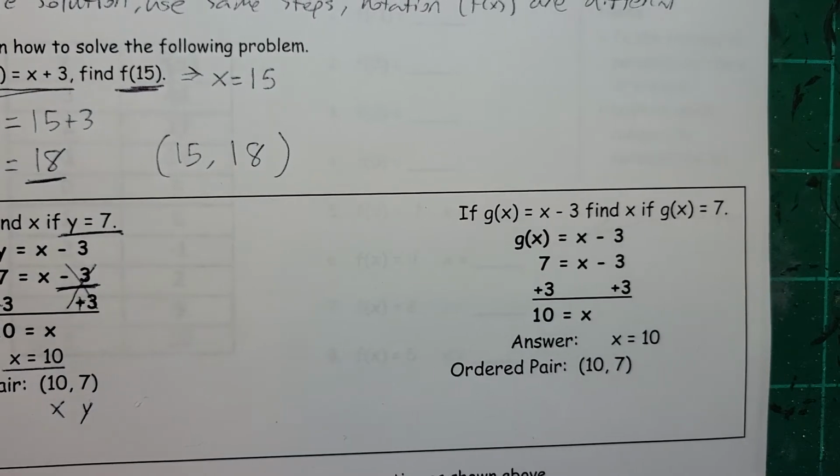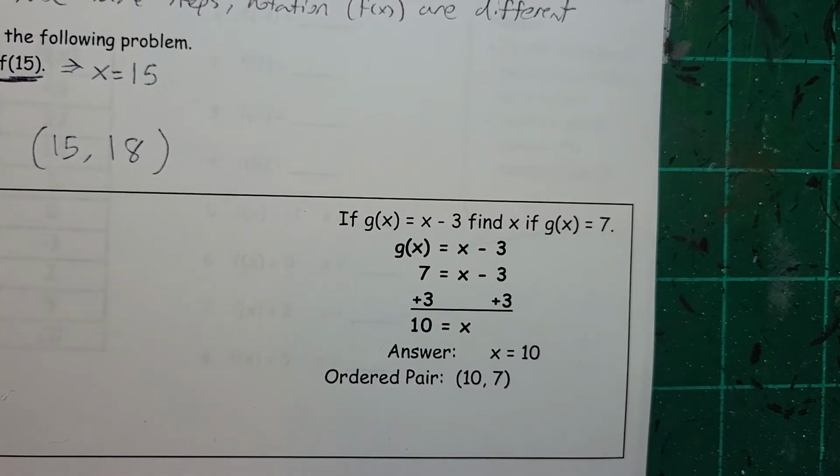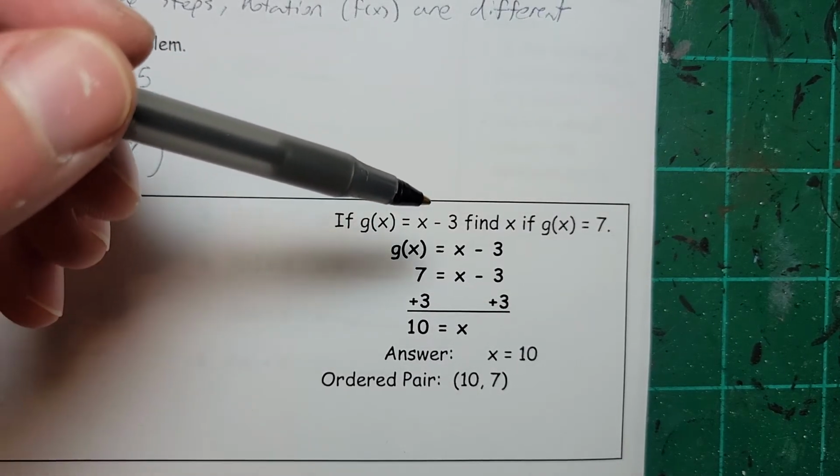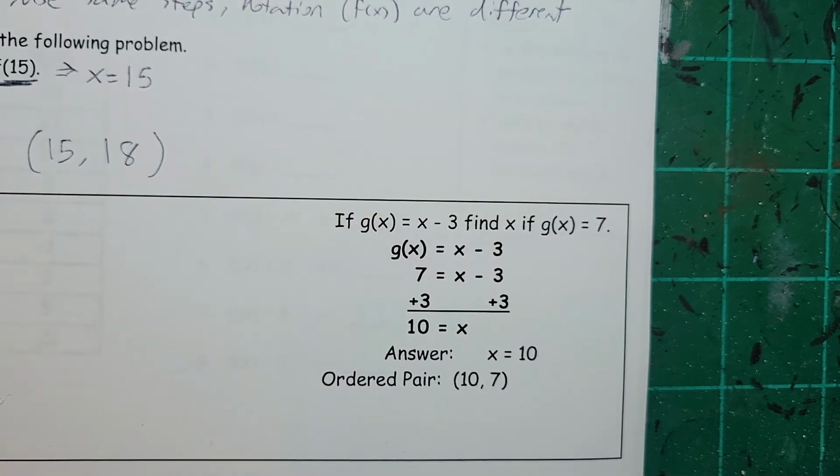Now this time we get a funny looking letter. We get g of x. So it says if g of x equals x minus 3, find x if g of x equals 7. So just imagine g, although g is not the same thing as f, g is just an engine or representation of what the function could be. And oftentimes you would have different letters, but I believe we will only be going through f of x and g of x. I don't think there's going to be h or i or k.